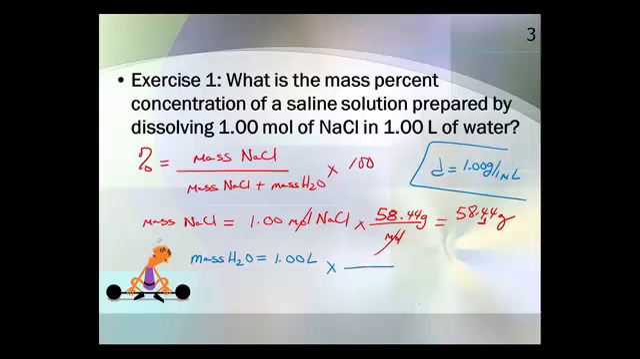Before I can use that conversion factor, I need to have my volumes in the same unit. So I need to convert my liters to milliliters. Remember that 1 liter equals 1,000 milliliters. We only have 3 significant figures, so we want to mark that.